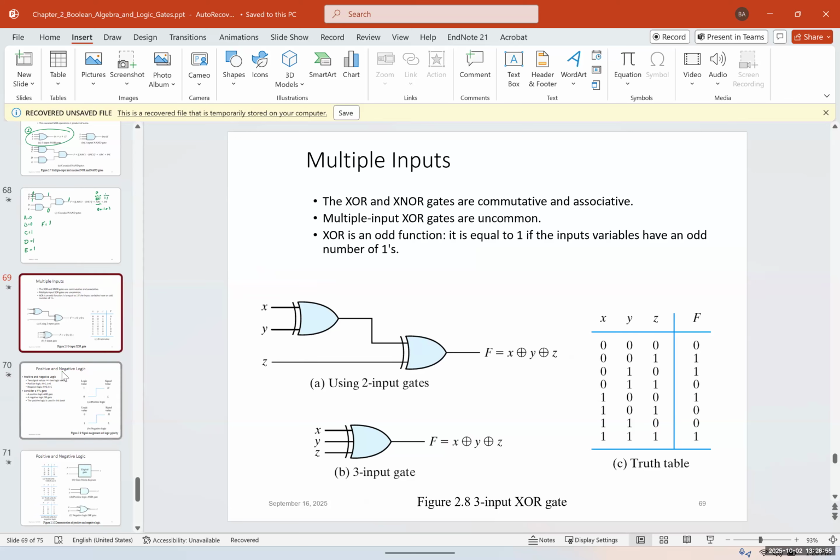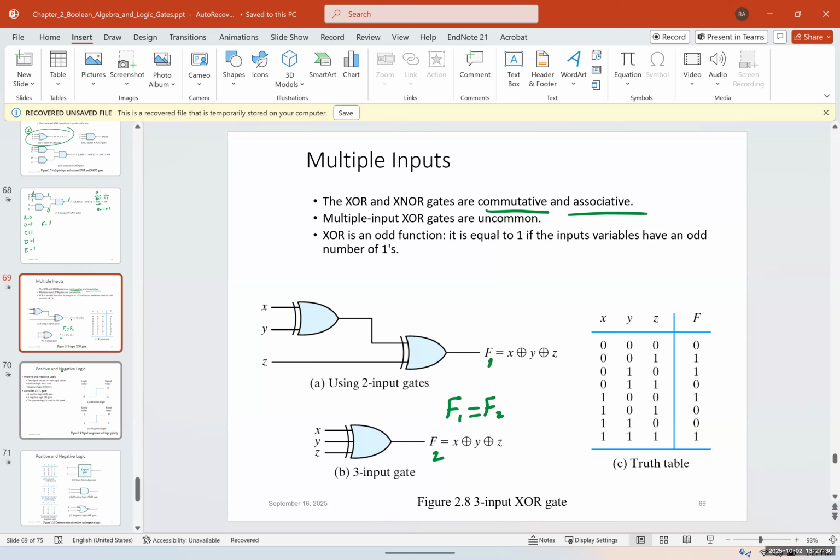So an XOR gate with 2 inputs, XOR with another gate with another 1 input, is going to be F equal to X XOR Y XOR Z. And it's the same as an XOR gate with 3 input gates. So I'm going to call this F1 and F2, and F1 is equal to F2, as you can see, because again, it's commutative and associative.